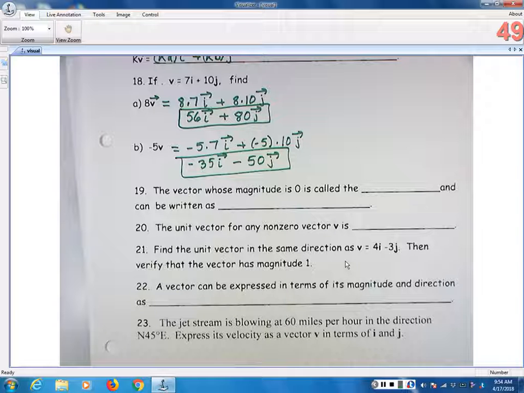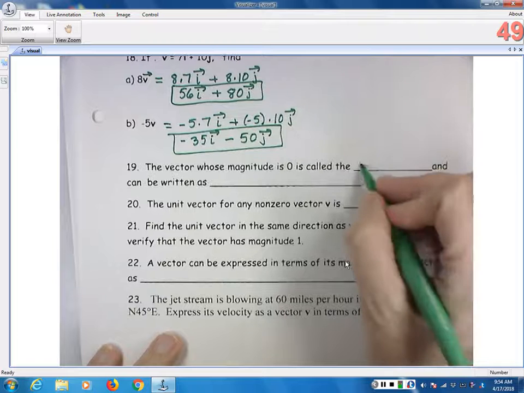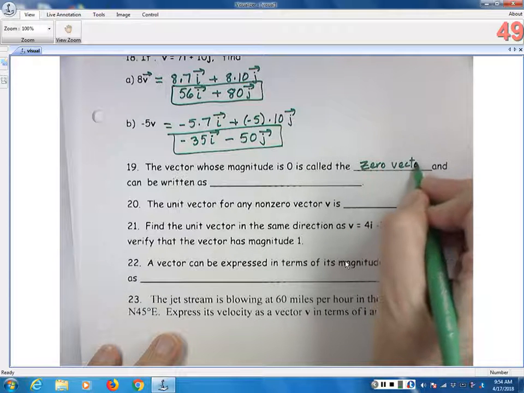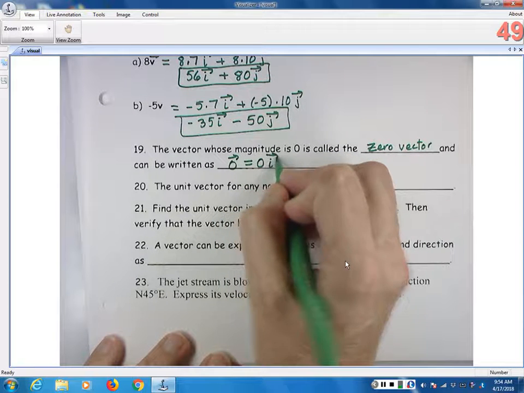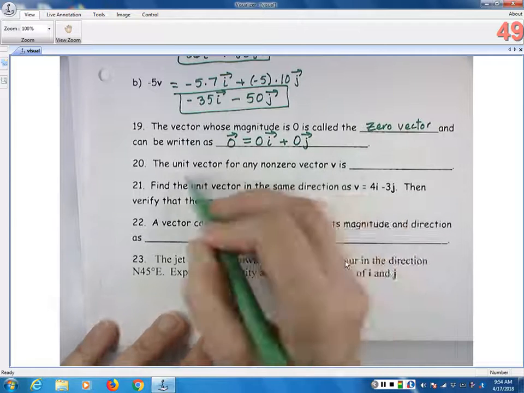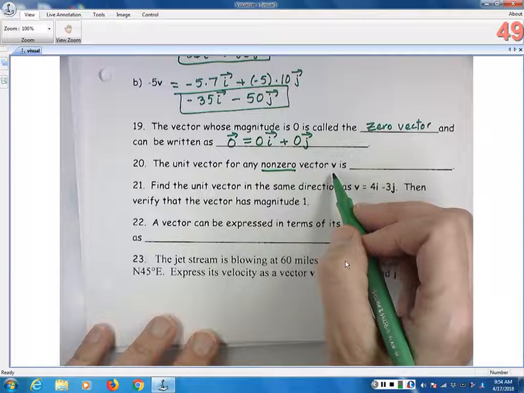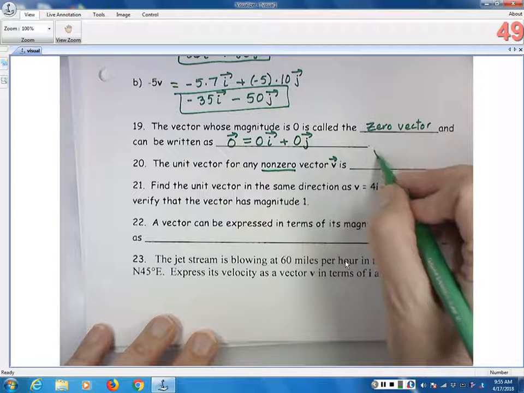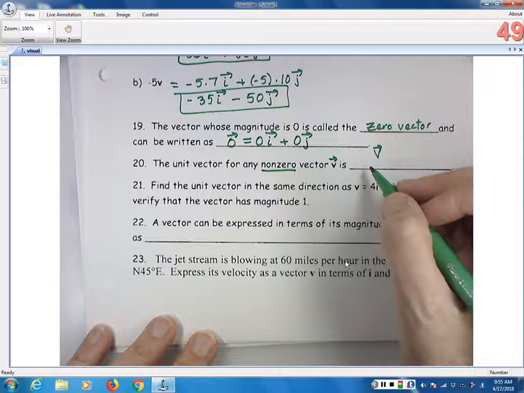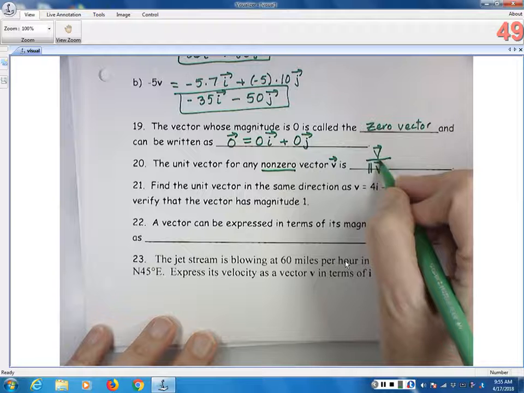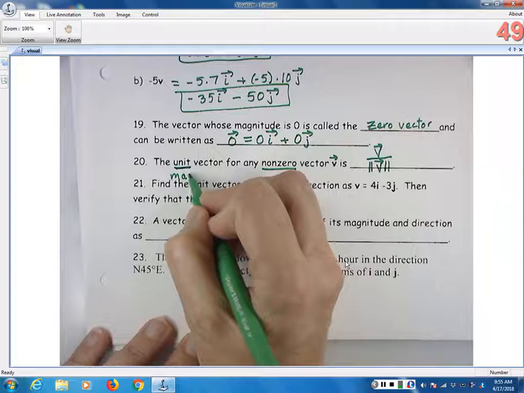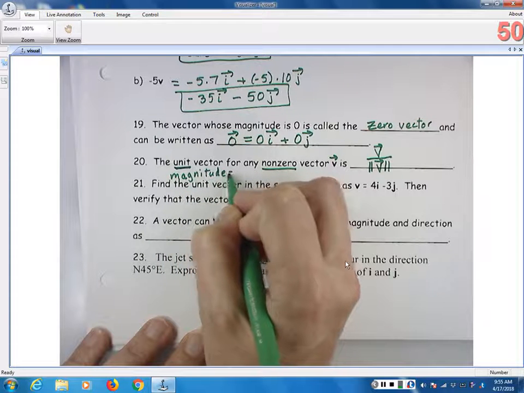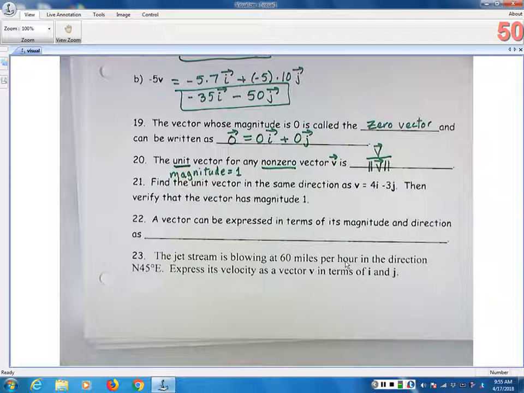Okay. The vector whose magnitude is 0 is called the 0 vector and can be written as 0 arrow equals 0 times i plus 0 times j. The unit vector for any non-zero vector v: you take vector v, and in order to make it 1 unit long, you divide by the magnitude of v. A unit vector has to have a magnitude of 1. So if we take our vector v and divide by its magnitude, we will get a unit vector.